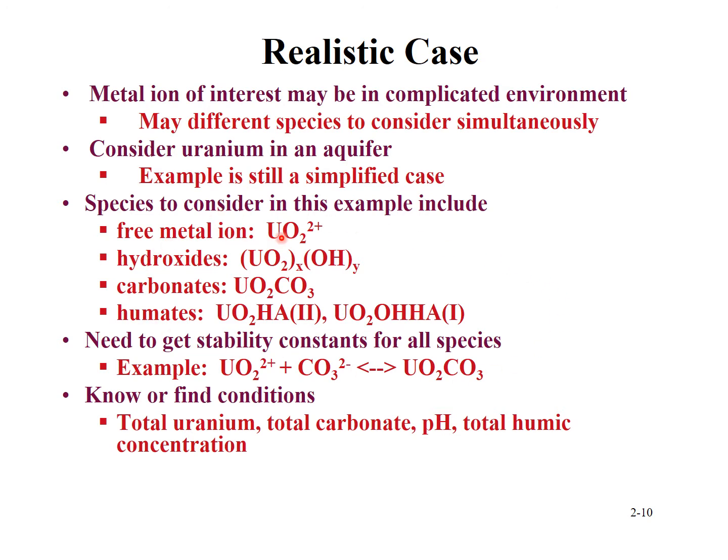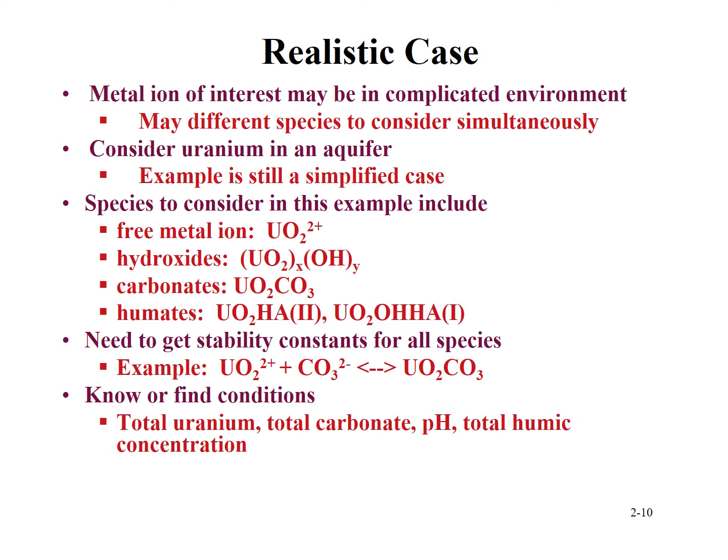The uranium species are either going to be the free uranium, some form of uranium hydroxide, some form of uranium carbonate, and then some form of uranium bound with natural organic matter. We'll call those uranium humates. Now we need to get the complexation constants for the species that we're interested in.